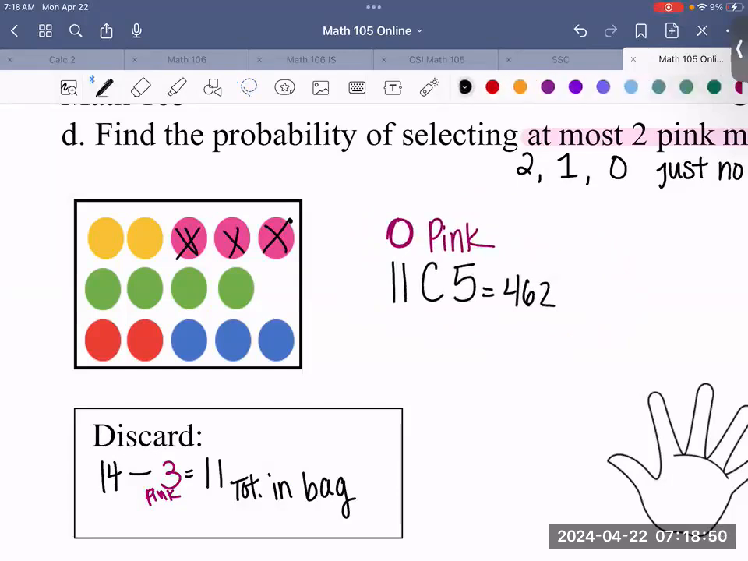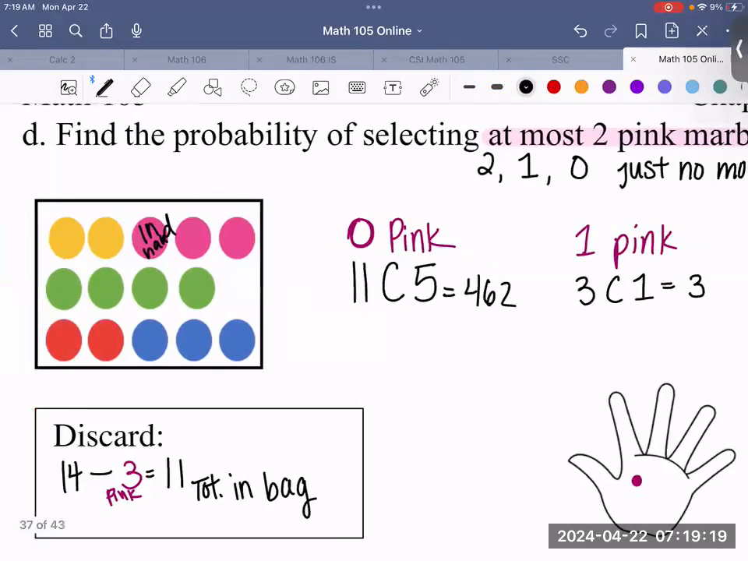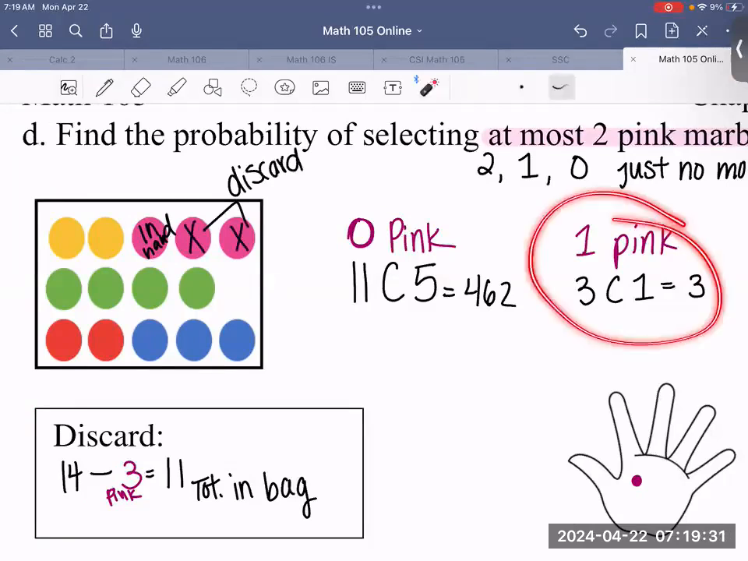Let's try it again with 1 pink. So I want 1 pink here. So this pink in hand. So of my 3 pink, I'm going to choose 1 of them. Now it's a requirement to go back and get some more. So if I have that pink one in my hand, then the remaining are discarded. We're not allowed any more pink in the 1 pink scenario.